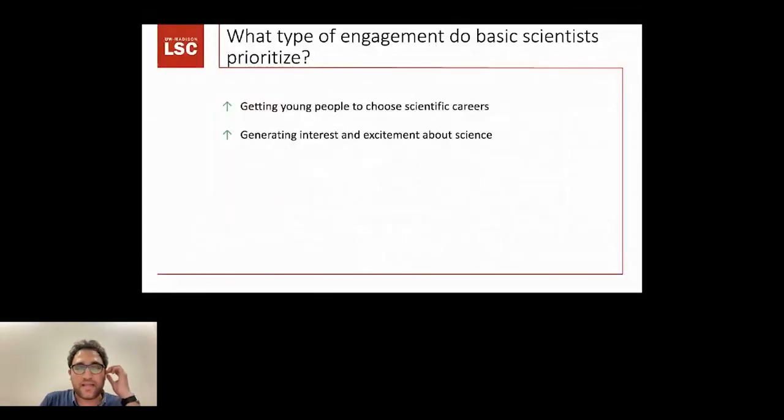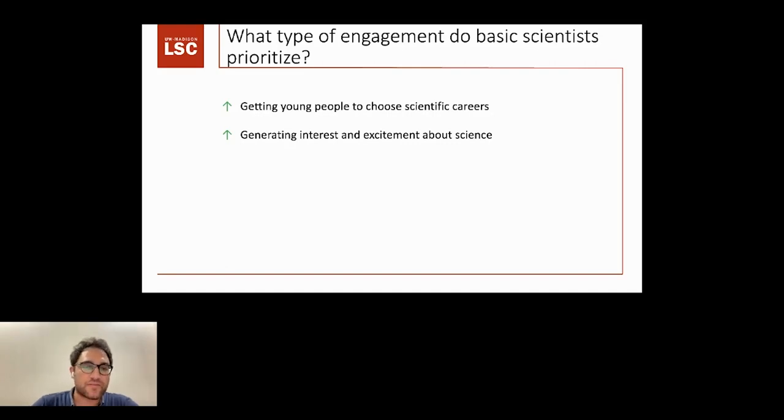And what we find through this model is that the significance emerges is that basic scientists prioritize these types of engagements and these goals and objectives much more than applied researchers, is getting young people to choose scientific careers, as well as generating interest and excitement about science.